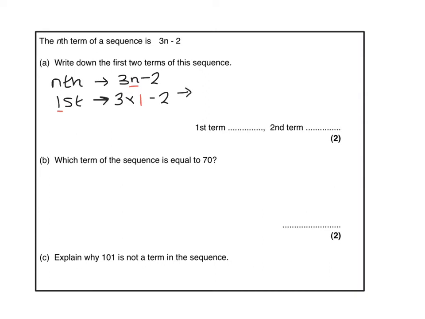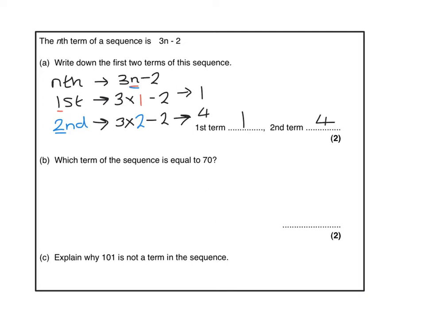3 times 1 is 3, take away 2 is 1, so the first term is that. And the same if I wanted the second term. Again, I've swapped n for 2 this time. So this time it's 3 times 2, and then take away 2. 3 times 2 is 6, take away 2 is 4.